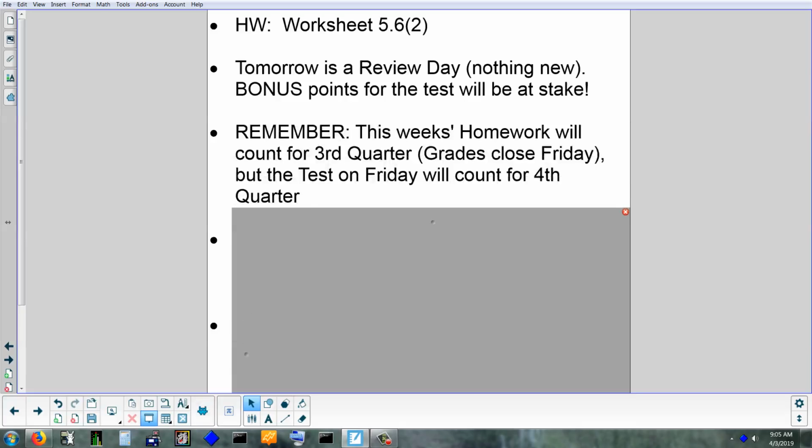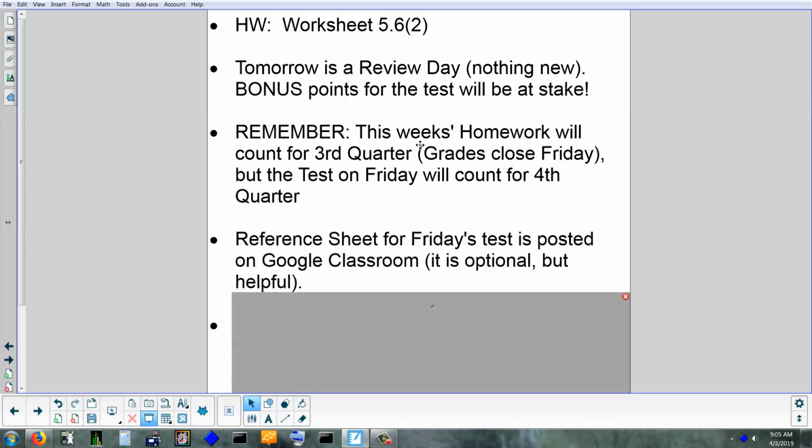We've talked about this a bunch this week. Homework will count for third quarter. So the 2 homeworks we've done so far, tonight's homework, and tomorrow night's test review will all count for this quarter. For third quarter, the test grade is going to count for fourth quarter.